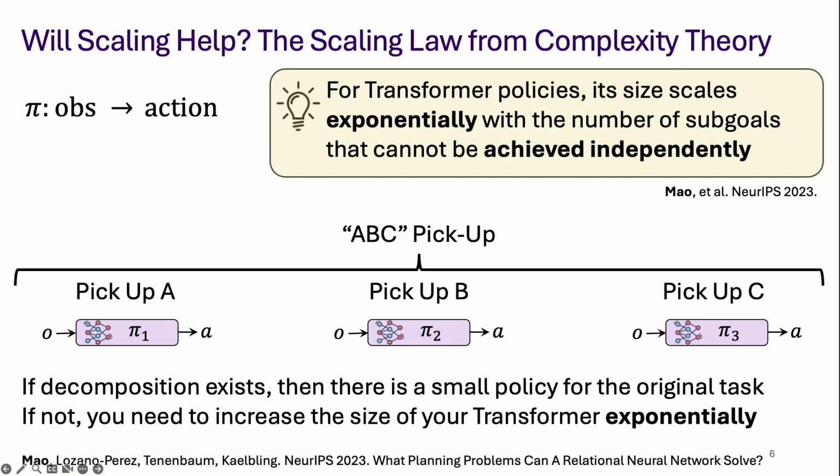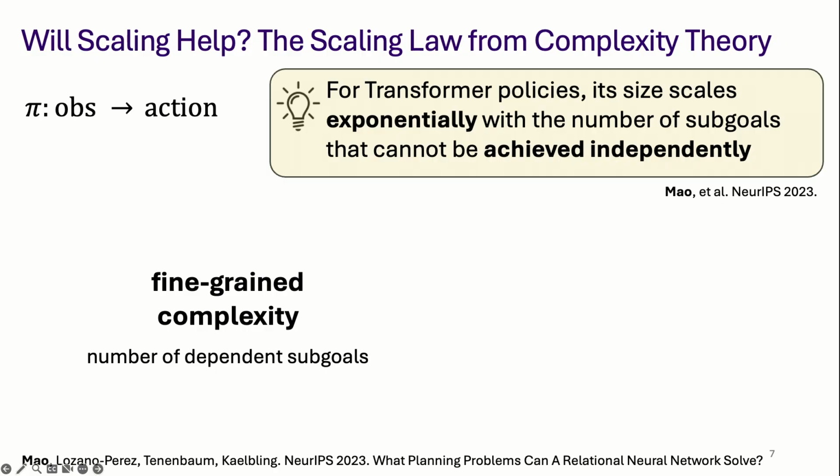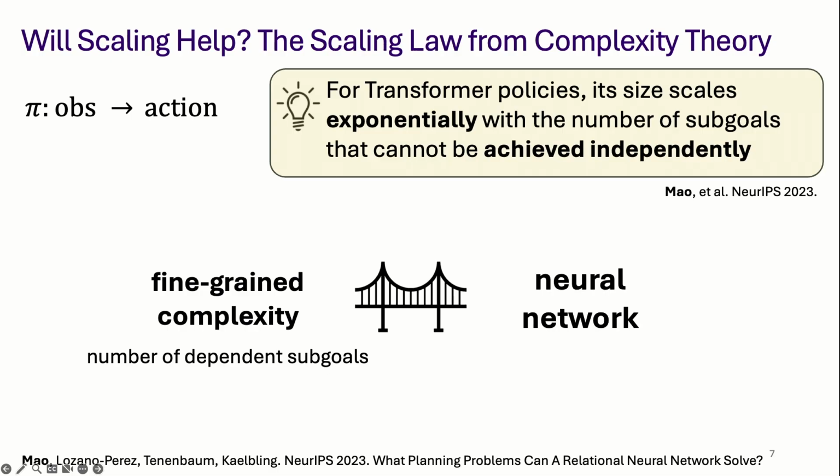For people who are familiar with complexity theory, such kind of exponential bounds should be familiar to you. But what we managed to do in this paper is identify some fine-grained complexity theory using the number of dependent subgoals as a measure, and try to connect that to neural network policy learning, and also have implications on the amount of data that is needed to do that.